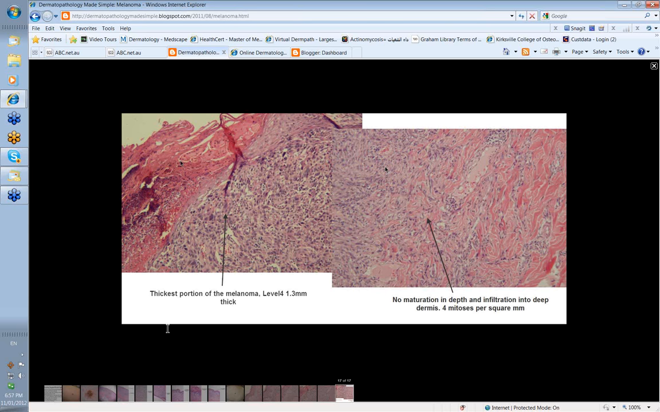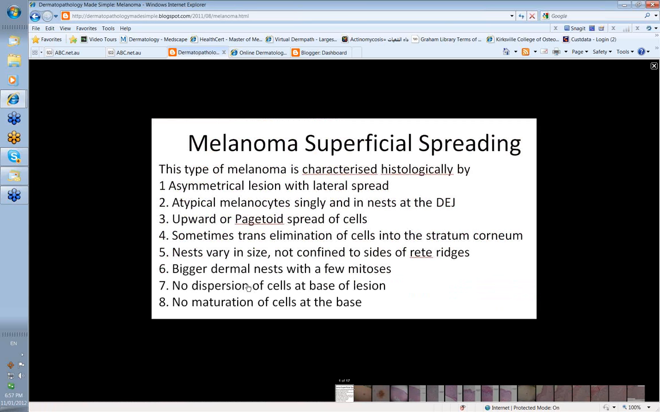So those were the various histological features. If we just go back to that original slide here: an asymmetrical lesion with lateral spread, atypical melanocytes singly or in nests at the dermoepidermal junction. The nests themselves vary in size and shape, and they're not confined to the sides of the rete ridges, and they're distributed in an uneven sense. Upward or pagetoid spread of cells, sometimes that trans-elimination of cells into the stratum corneum that we showed when you get really extensive pagetoid spread. And the dermal nests tend to be bigger, sometimes with a few mitoses. There's no dispersion of cells at the base and no maturation of cells at the base. These are the major features that you're going to see in a superficial spreading melanoma.